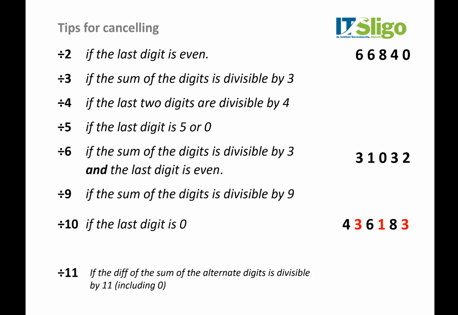So don't worry about that one, guys, too much, but it is just a handy little trick if you do remember it. The difference of the sum, so you add the alternate digits, the red numbers, the black numbers, get the difference between them. And if that difference is either 0 or divisible by 11, then the whole number is divisible by 11.